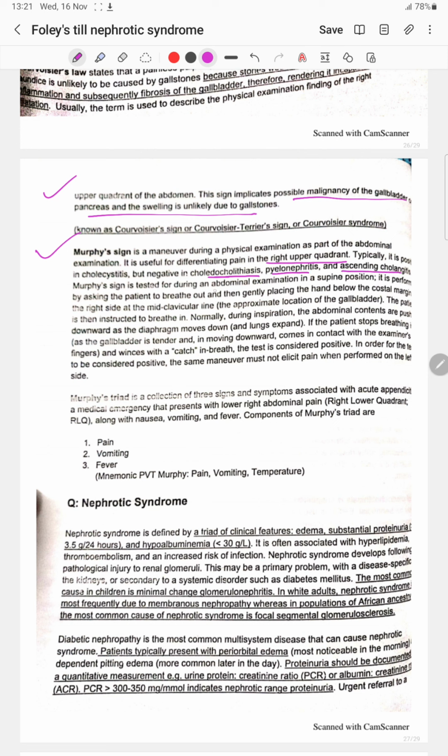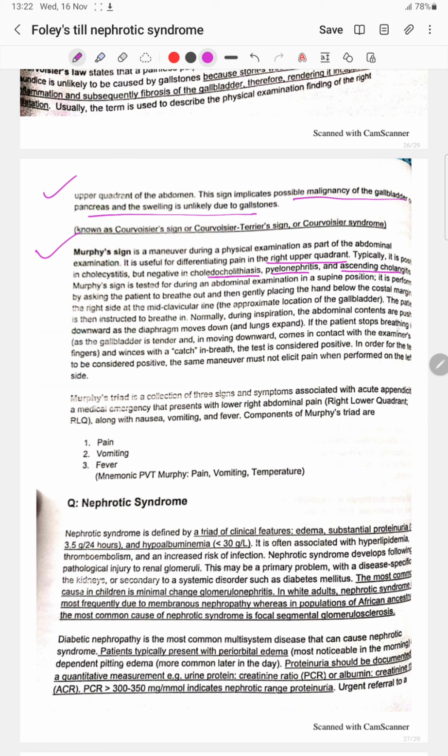The Murphy sign is tested during an abdominal examination in a supine position. It is performed by asking the patient to breathe out and then gently placing the hand below the costal margin, on the right side of the mid clavicular line, and the patient is then instructed to breathe in normally. During the inspiration, the gallbladder and its contents are pushed down, the diaphragm moves down and the lungs expand.